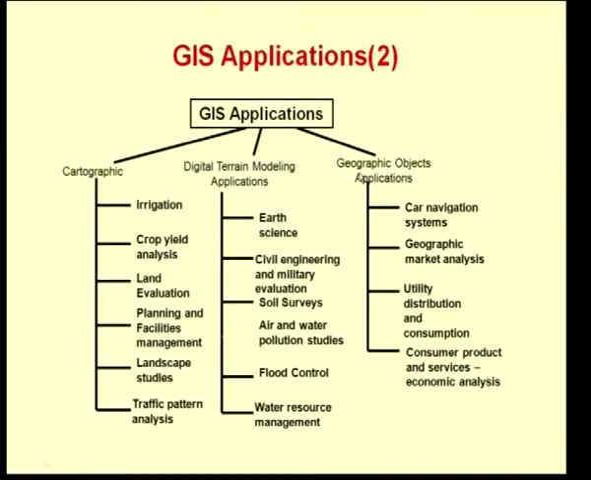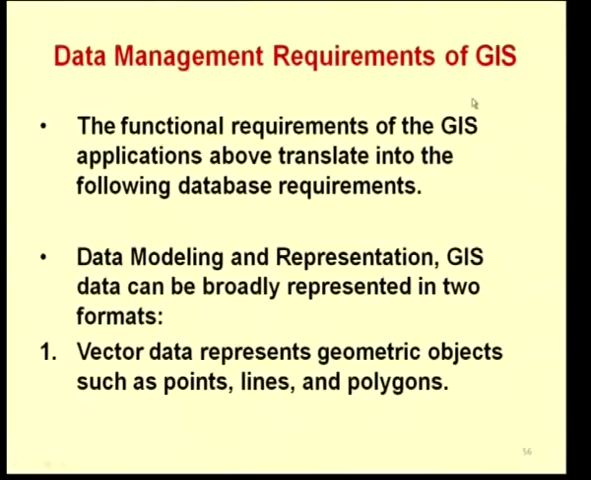Here you talk about geographic objects application, car navigation system, geographic market analysis. So, how do you market your product depending upon the geography, utilities distribution and consumption, consumer product and services. For example, traffic pattern and car navigation system can go hand in hand. Now, what are the database requirements for a GIS or a geographic information system?